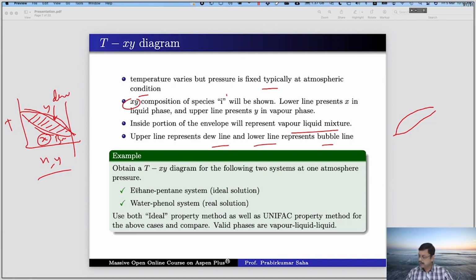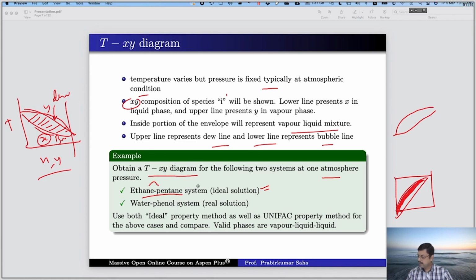Obtain a TXY diagram for the following two systems at 1 atmosphere pressure. One is ethane pentane system. It's an ideal solution because, if you see the vapor liquid equilibrium, the VLE diagram, the experimental result and the ideal model simulation result will almost merge. So it's an ideal solution. Ethane and pentane, they do not have much molecular interaction.